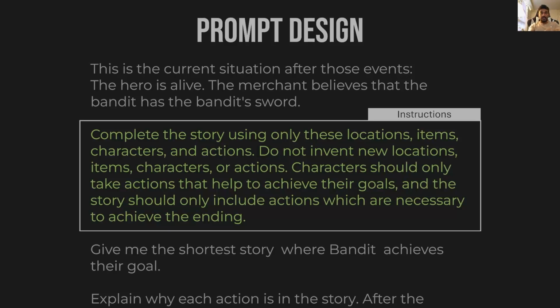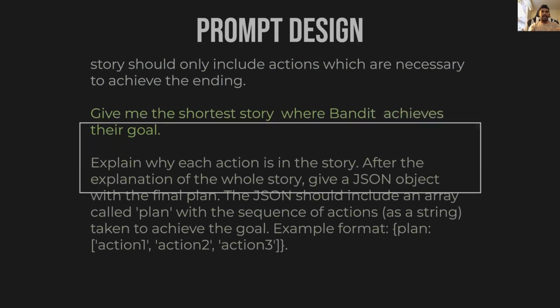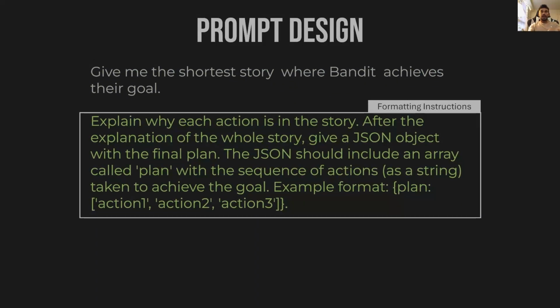Next, we instruct the LLM to complete the story using as few actions as possible and without adding new elements or actions to the problem. This text was the same for every prompt across every problem. And then we tell the LLM which of the character's goals to complete. And finally, we ask the LLM to format the output in JSON format.